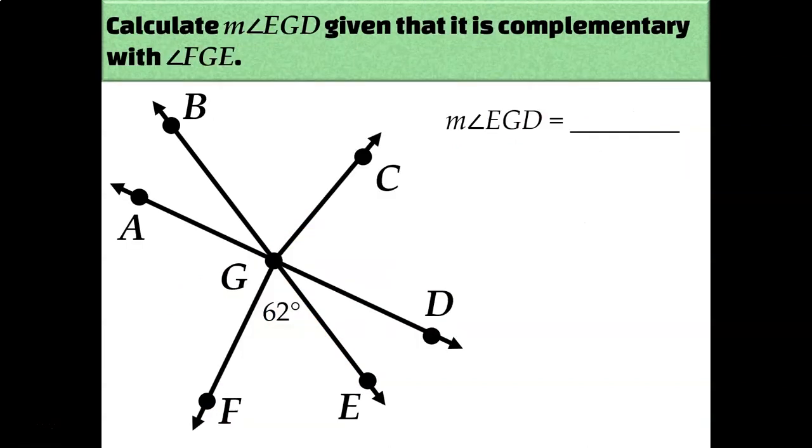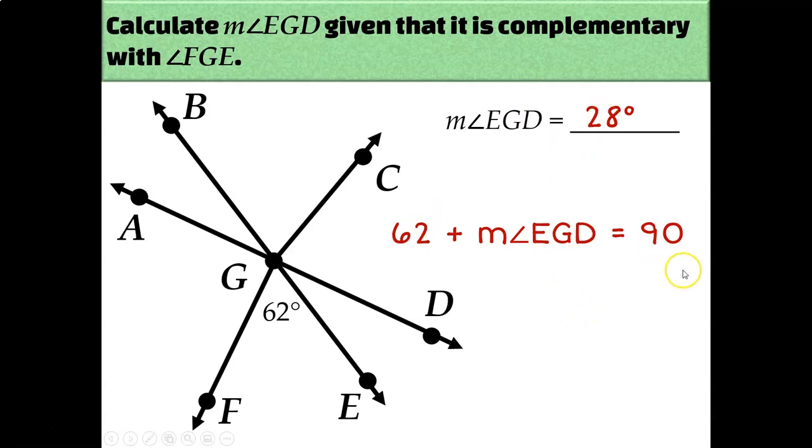Alright, so let's use all of this knowledge that we have about angle pair relationships to calculate all of the angles in this diagram one at a time. First, I want us to calculate the measure of angle EGD, this little angle right here, given that it is complementary with angle FGE, which measures 62 degrees. Remember that complementary means that they add up to 90, so if one of the angles is 62, I would need to subtract 62 from 90 to get to my answer. So the measure of angle EGD is 28 degrees, because 62 plus 28 is 90.